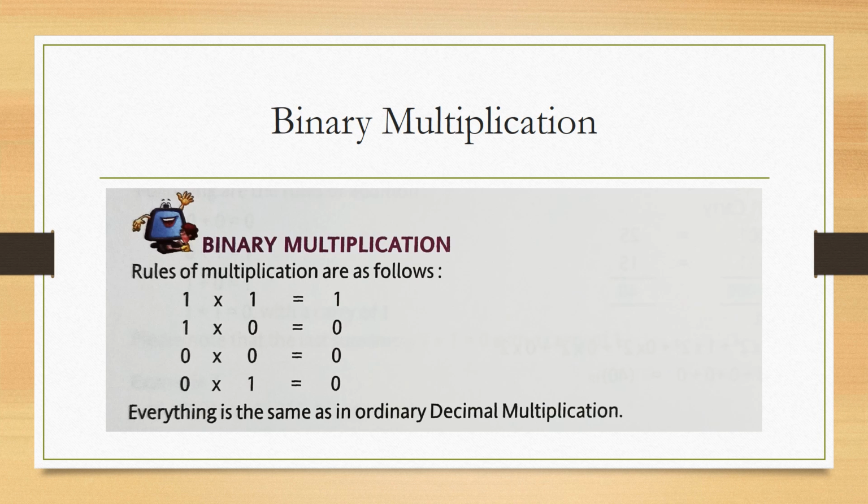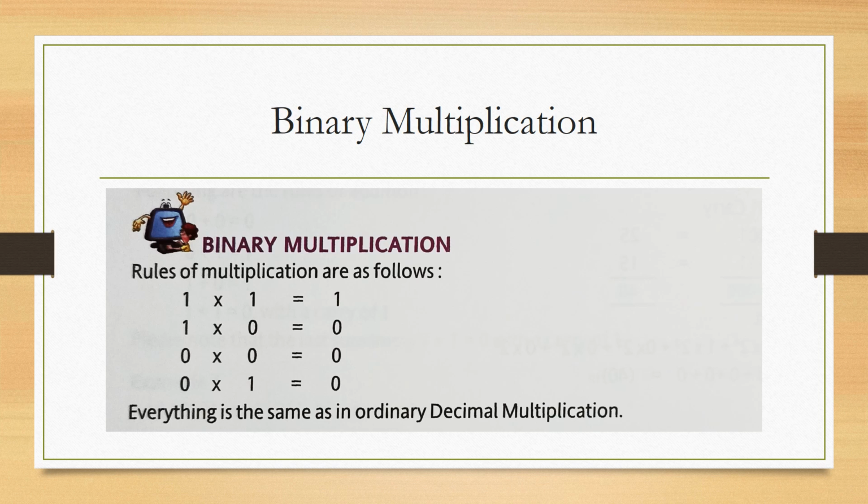Binary multiplication. This is the third operation. Let us learn the rules of binary multiplication. The rules of multiplication are as follows. 1 into 1 is 1. 1 into 0 is 0. 0 into 0 is also 0. And when we multiply 0 into 1, the answer is again 0.